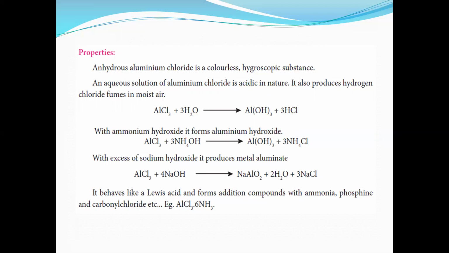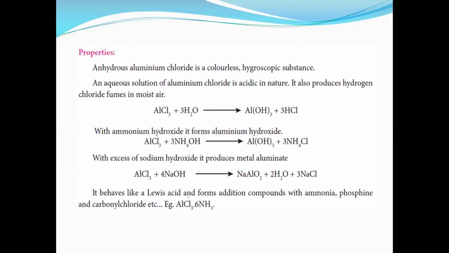So when aluminum chloride reacts with ammonium hydroxide, we are getting aluminum hydroxide and ammonium chloride. With excess sodium hydroxide, when aluminum trichloride reacts with sodium hydroxide, we are getting sodium meta-aluminate. The formula for sodium meta-aluminate is NaAlO2.